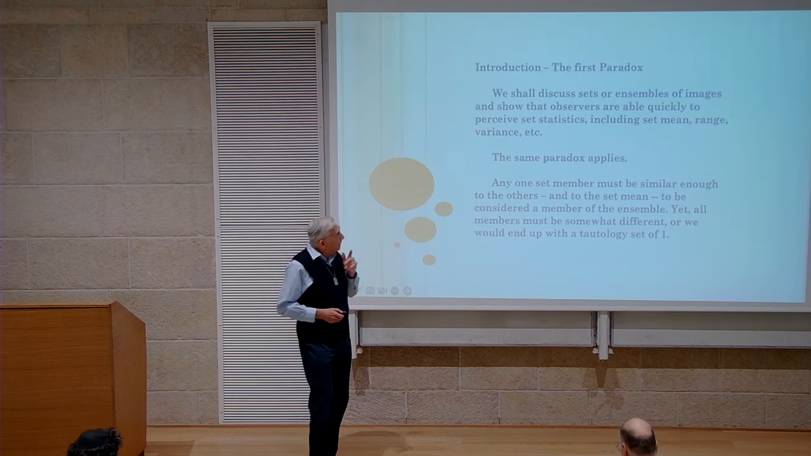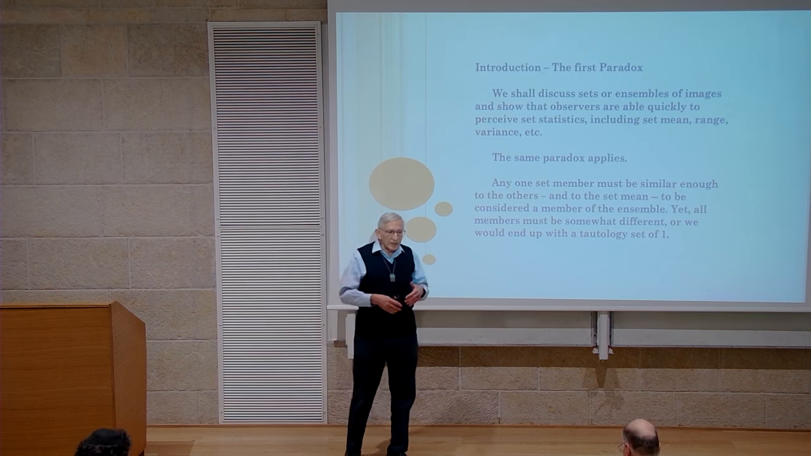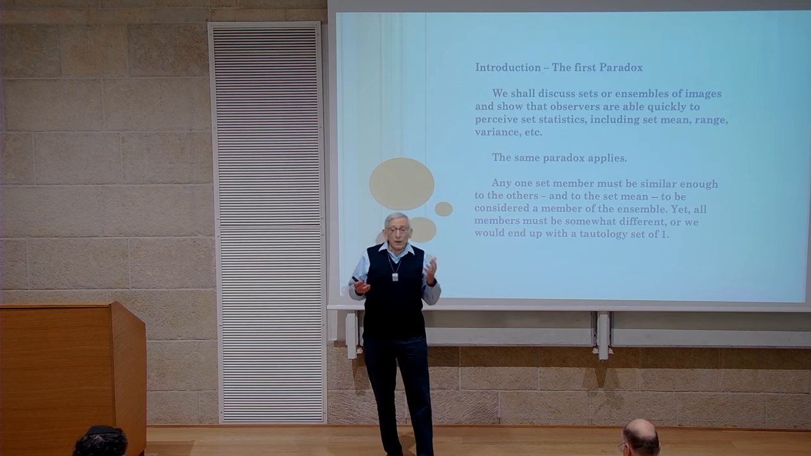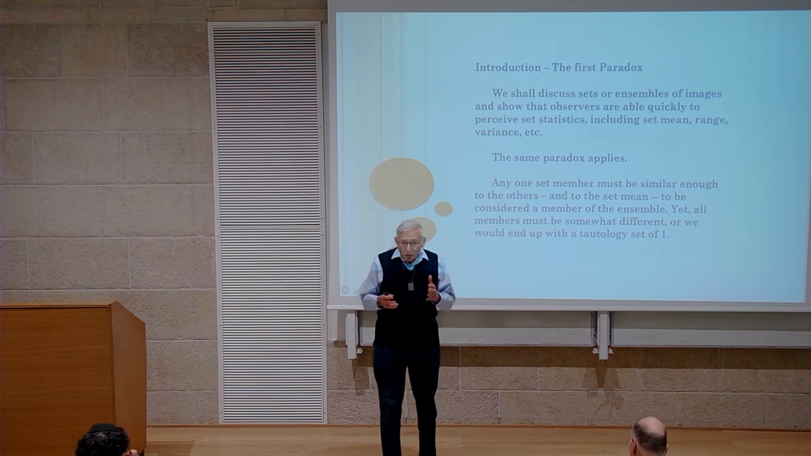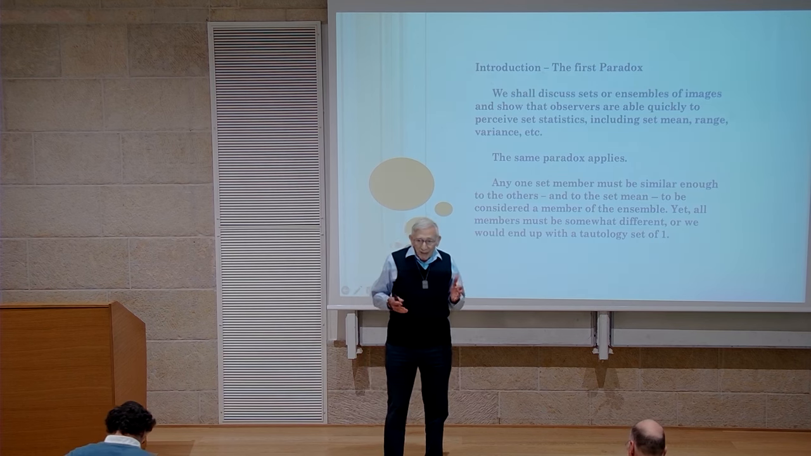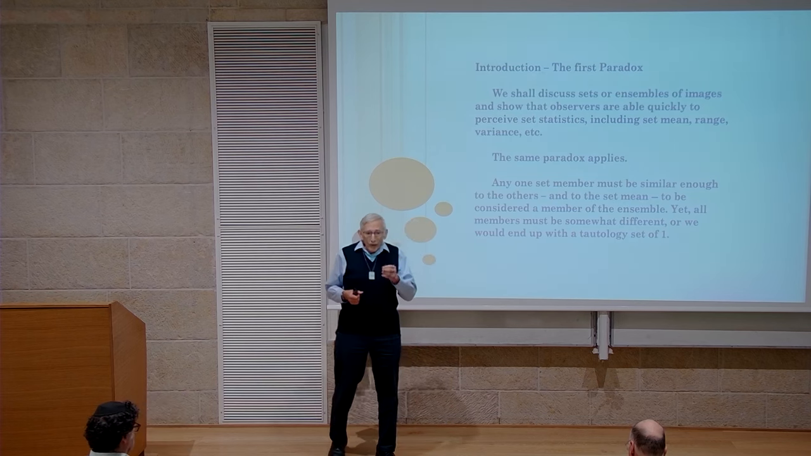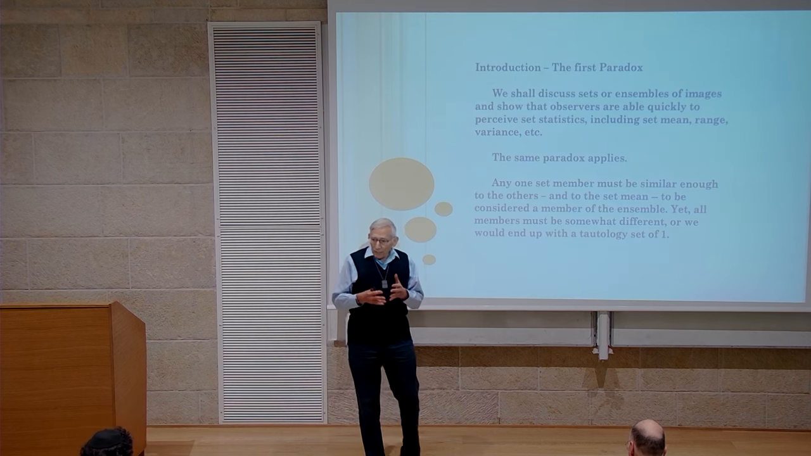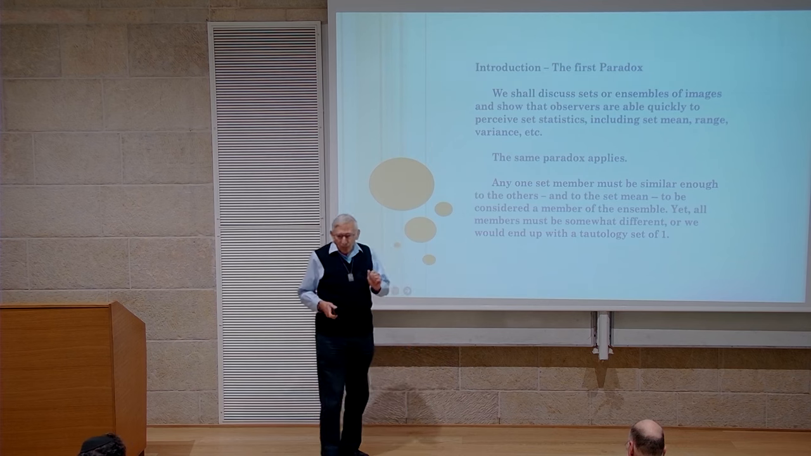I'm going to also talk about ensembles. When we see a bunch of things, a bunch of circles of different sizes, a bunch of faces of different happiness, a bunch of whatever, we know the mean and the range of that set of objects. And there, too, we're going to have the same paradox: what do we include in the ensemble? They have to be similar enough to be part of the ensemble. At the same time, they have to be different. Otherwise, we would have an ensemble of one.